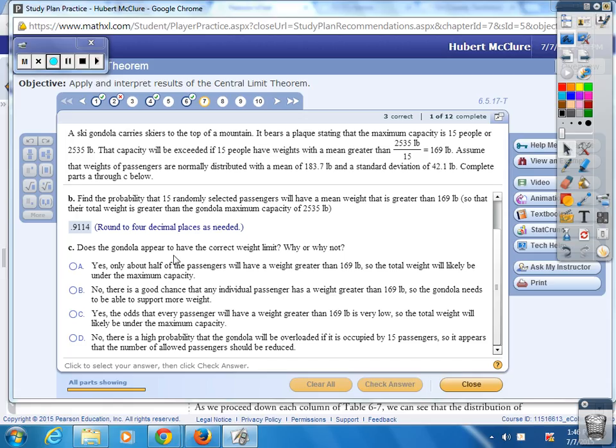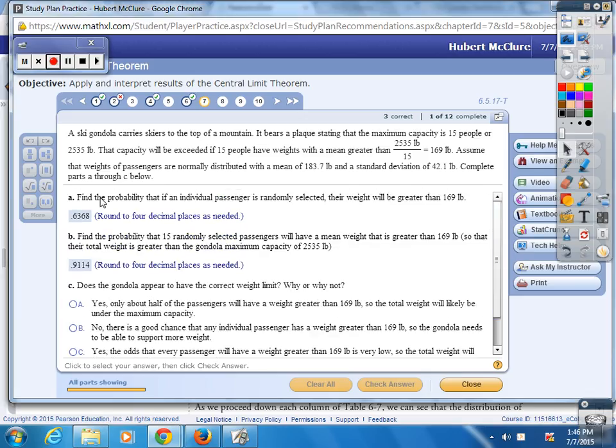But, anyway. Does the gondola appear to have the correct weight limit? I don't know. Oh, I hate these questions. All right, let's read the question again. A ski gondola bears a plaque stating the maximum capacity is 15 people. Why does it need to be updated? Because 91% of those people are going to exceed the limit. So this must have been done in the 60s. The plaque must have been done in the 60s.